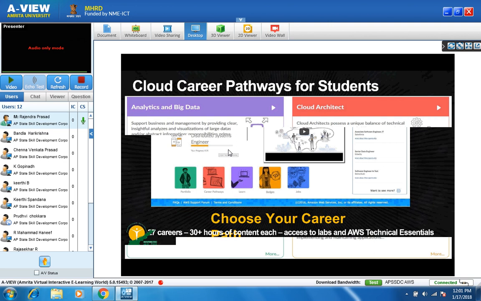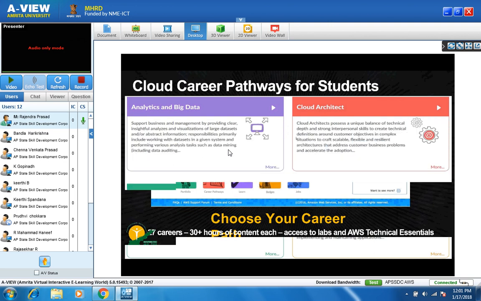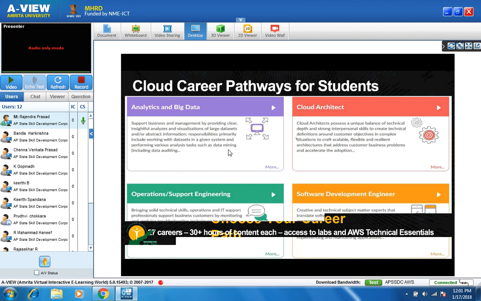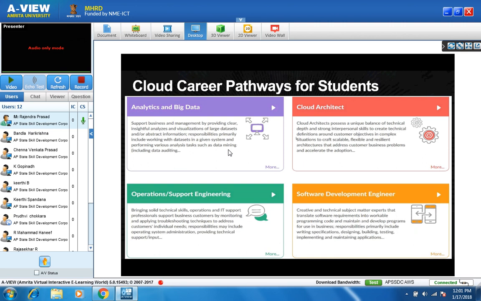So the career pathways that I was talking about, there are four actually. I was only talking about three pathways because I don't want to get into analytics and big data. That is more for programmers who have a few years of experience in programming and development, so we don't want to take this to students directly. We want to focus only on the green color pathway, operations and support engineering, and the orange color, the right side bottom, software development engineer. We don't want the first two pathways, analytics, big data, and cloud architect, because they are for more experienced industry professionals. They are not for freshers. So at a beginner level, we will only focus on operations and support engineering and software development engineering.